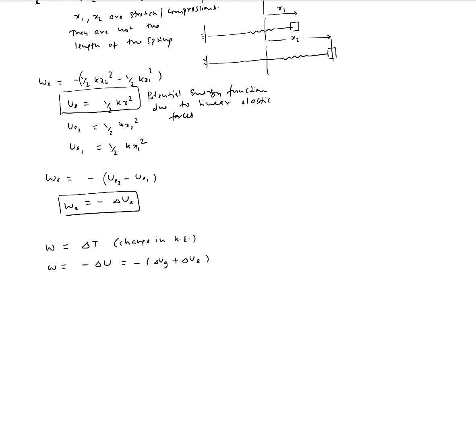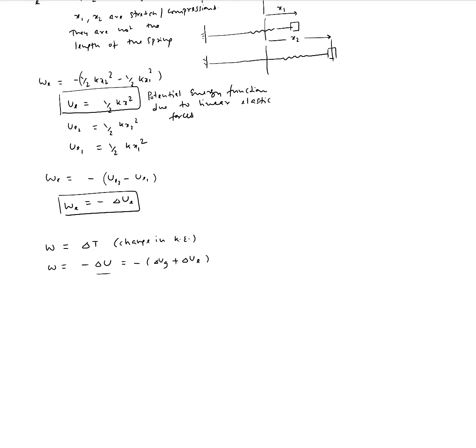Now, one of the forces for which you cannot write the work done as change in potential energy is friction. Friction is not the kind of force for which you can write something like this. So W equal to minus delta U may not necessarily be written for friction forces, because friction forces do not have a corresponding potential energy function.